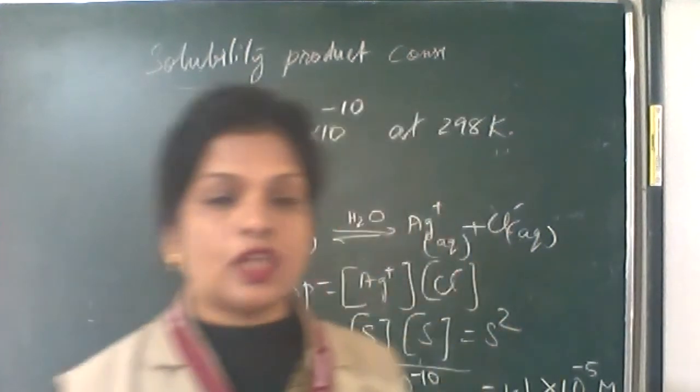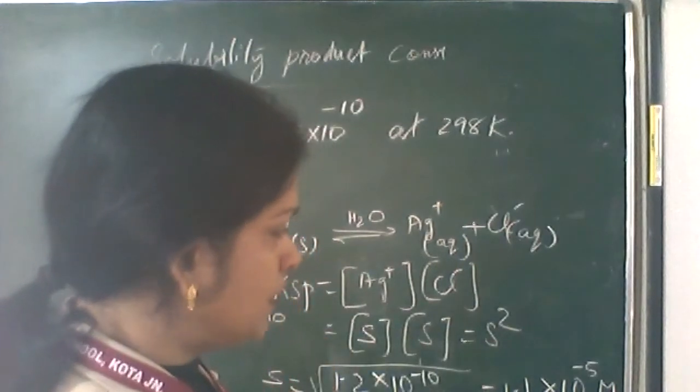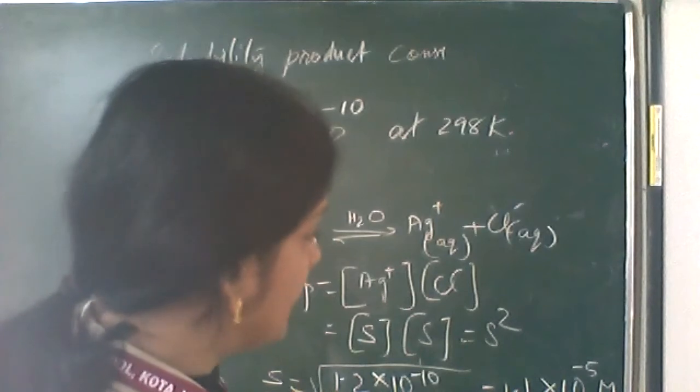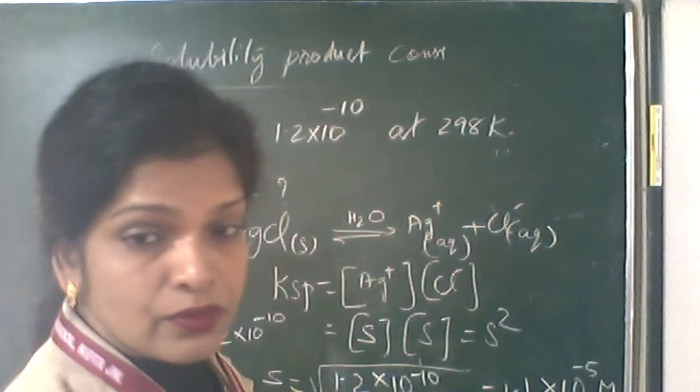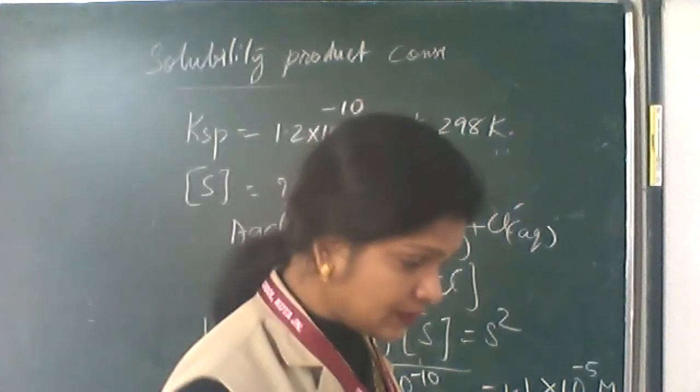Solubility means this much moles per liter of the solution. This is what is meant by molarity. Solubility means concentration. You can write it in terms of molarity. Next question.